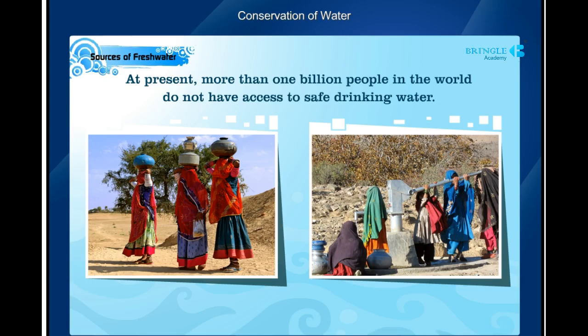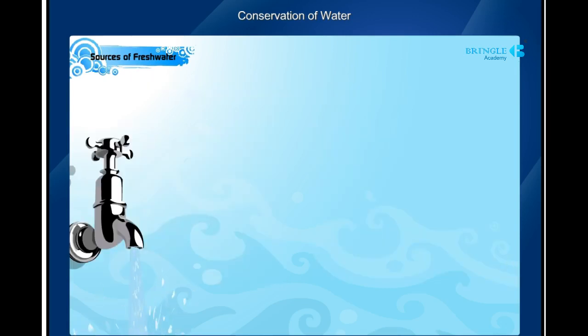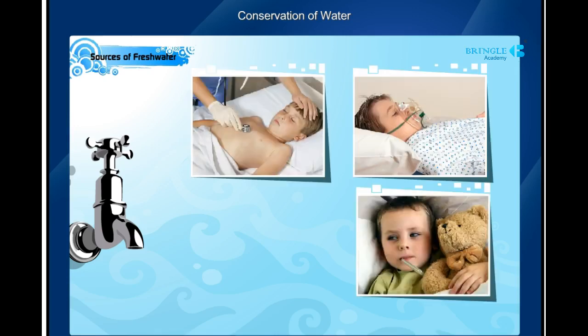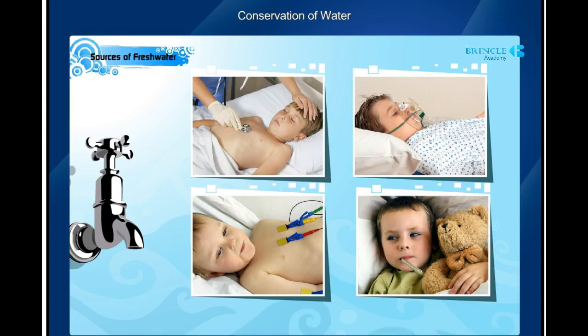At present, more than 1 billion people in the world do not have access to safe drinking water. The lack of safe drinking water leads to the occurrence and spread of diseases such as cholera and typhoid, which take thousands of lives every year.